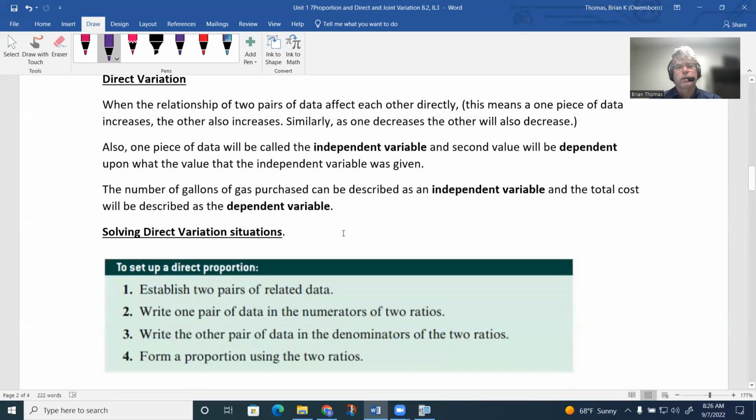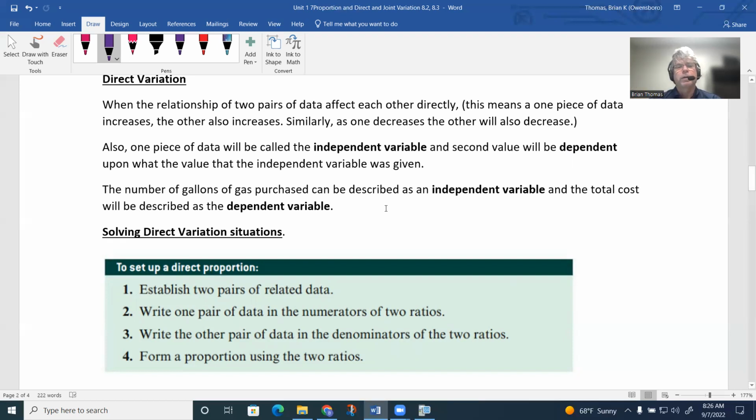So a lot of times we have what's called input and output as well here. We'll talk about that later. So notice that the number of gallons purchased can be described as an independent variable, and the total cost will be described as the dependent variable. And notice that if you don't buy much gas, then you don't have to pay too much. But if you buy a bunch of gas, then you're going to pay more. So the number of gallons purchased is going to directly impact your total cost of purchasing the gas.